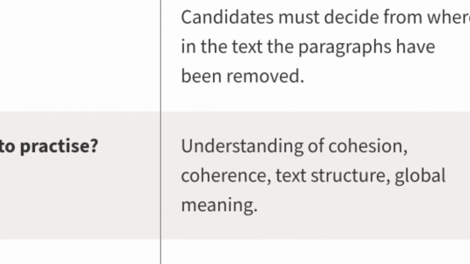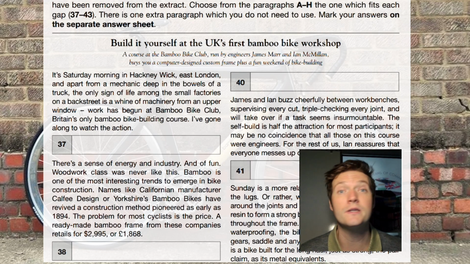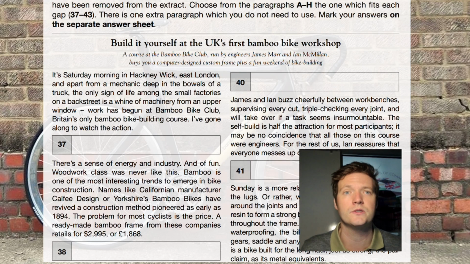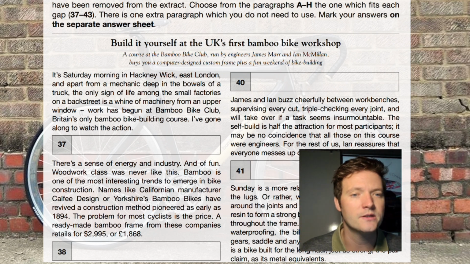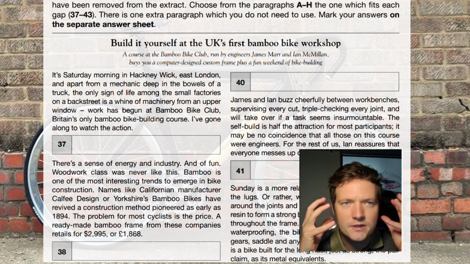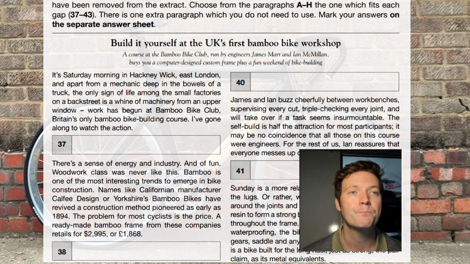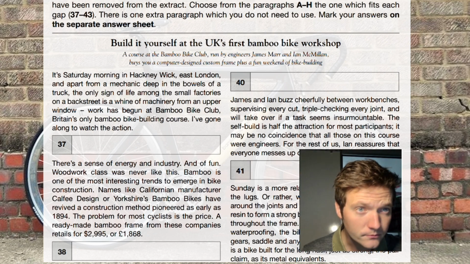What do you have to practice here? Understanding of cohesion, coherence, text structure, and global meaning. Really important. Obviously, this can even help your writing because you can see how one paragraph links to the next. And that idea of global meaning, it's not only reading a paragraph, because you need to understand it to be able to kind of predict what the next paragraph is going to talk about in the gap.